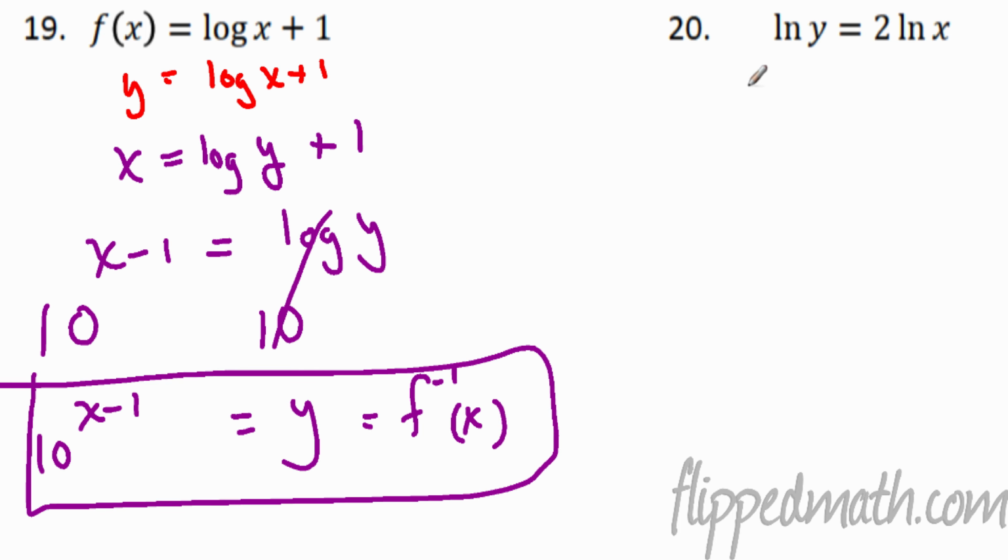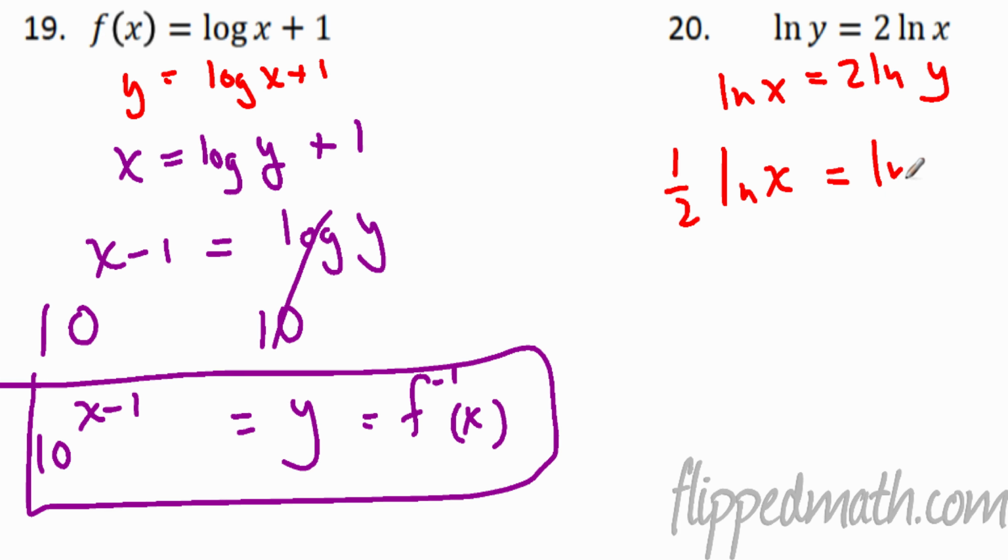Let's look at number 20. So we want to switch x and y. So we're going to get here the natural log of x equals 2 times the natural log of y. And I want to solve it for y. First thing, I am going to multiply both sides by a half. So 1/2 times the natural log of x equals the natural log of y, right? Because the halves would cancel with a 2.